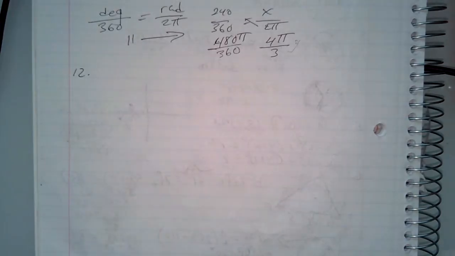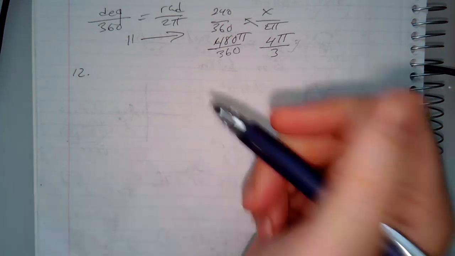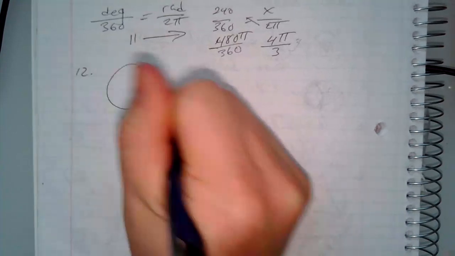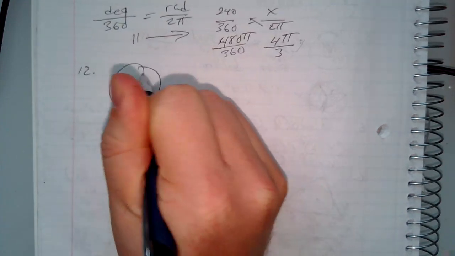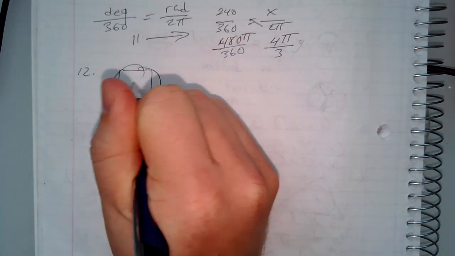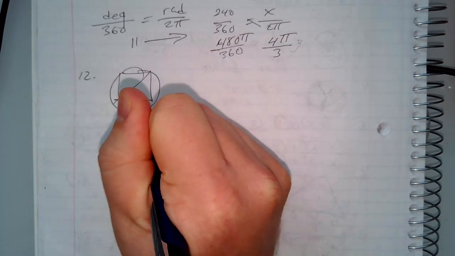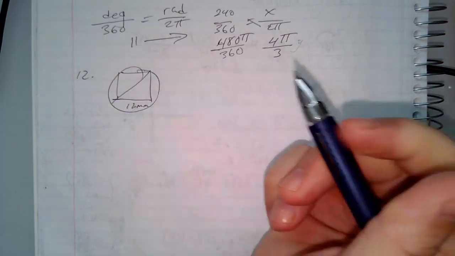All right, we're on to number 12 here. It says find the exact circumference of the circle. Let's see here. Find the exact circumference of a circle, and it gives you this. Look right here. It says 12 millimeters.